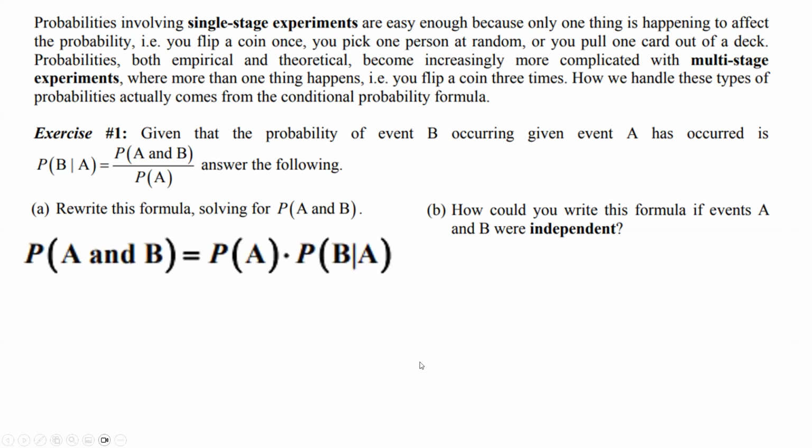Boom, there it is. How could you rewrite this formula if they're independent? So if one has nothing to do with the other, then P of B given A doesn't really matter. You can just multiply that by the P of B. Okay, those are just kind of using your formulas. Pause the video if you need to.